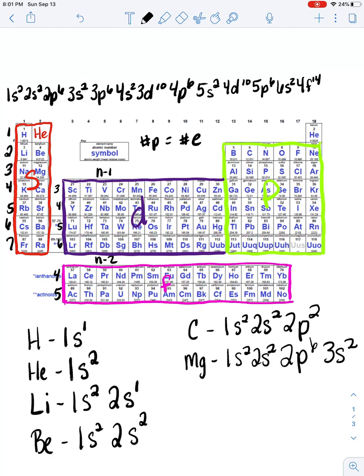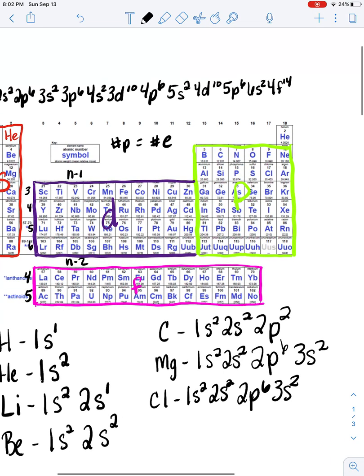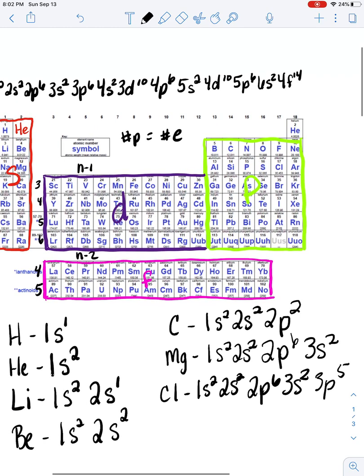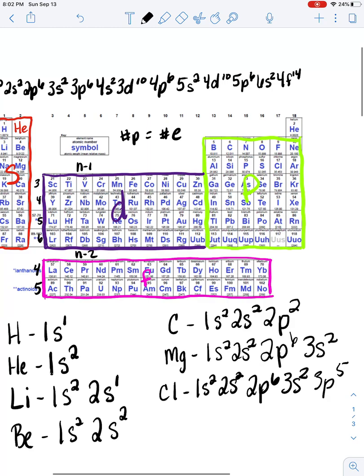Let's say we have chlorine. So I'm going to copy exactly what I have for magnesium, 1s2, 2s2, 2p6, 3s2, and then we've got 3p5. And notice that it's going to add up to 17. 10 plus 7 is 17. That is the electron configuration for chlorine.